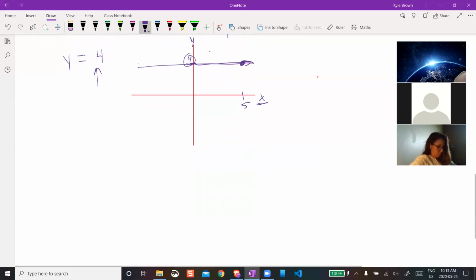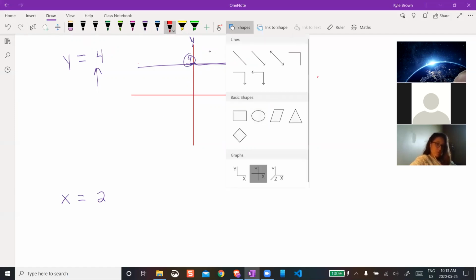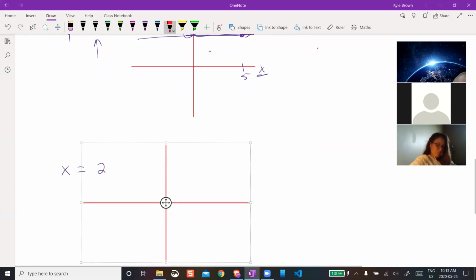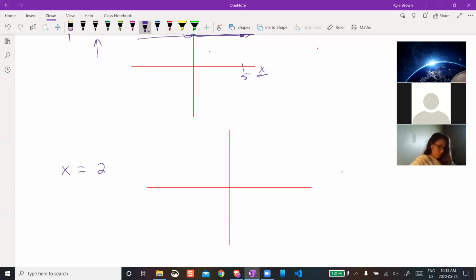Now the other thing that it could be, if you had something like x is equal to 2. You probably remember where I'm going with this. That x is equal to 2 would be a straight up and down line. This is your x and that's your y, where x is 2. So what that's saying is no matter what, everywhere, x is 2. Up here, x is 2. Down there, x is 2. X is 2 everywhere. So that'd be a straight up and down line.